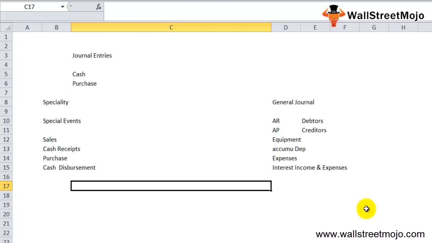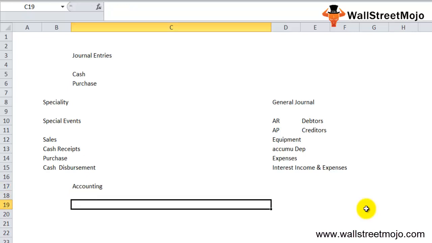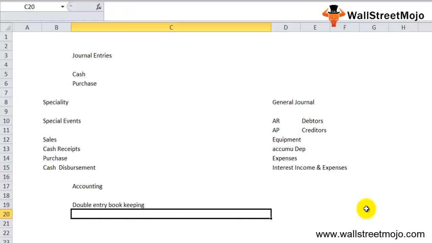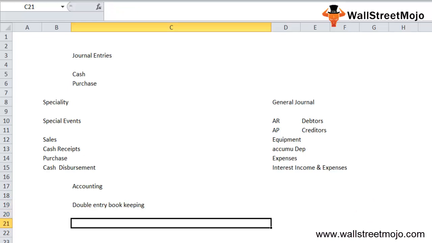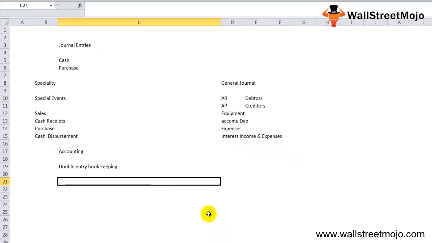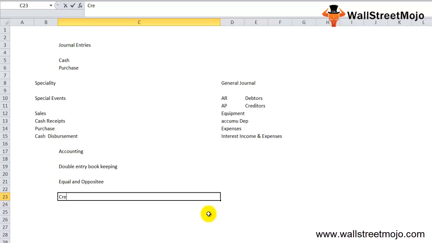Now we'll try and discuss the general journal accounting part. The double entry bookkeeping system is the most common method of general journal accounting. Every business transaction is done by exchange between two accounts. So there are equal and opposite accounts for all transactions. Namely, there can be credits and debits, both are possible.